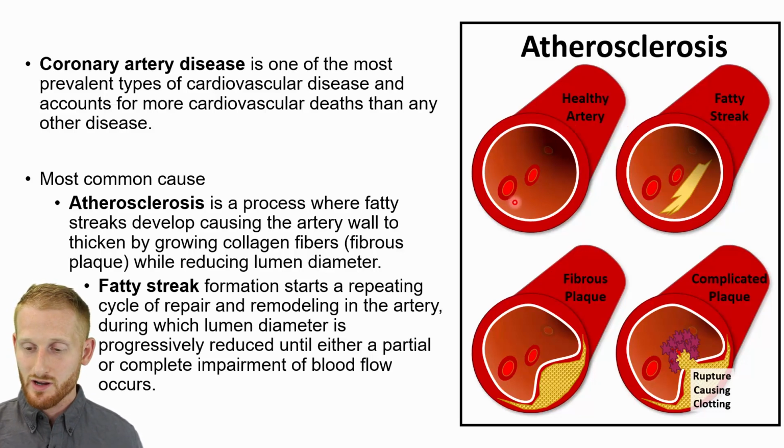Looking at this first artery, this is a healthy artery, so you can see that the blood flow is able to go through nice and easily. If we go over to the next one, this is an example of what's called a fatty streak. Basically you just have a little bit of cholesterol or triglycerides that build up along the side wall of the inside of the artery, and this eventually is going to cause an issue. When it's just a fatty streak, it doesn't really cause any major health issues.